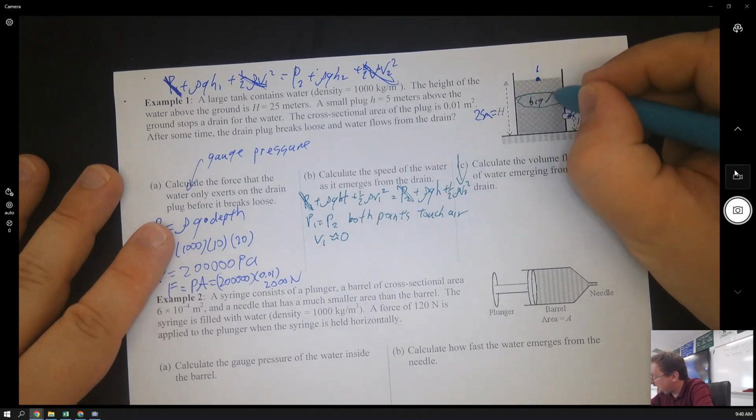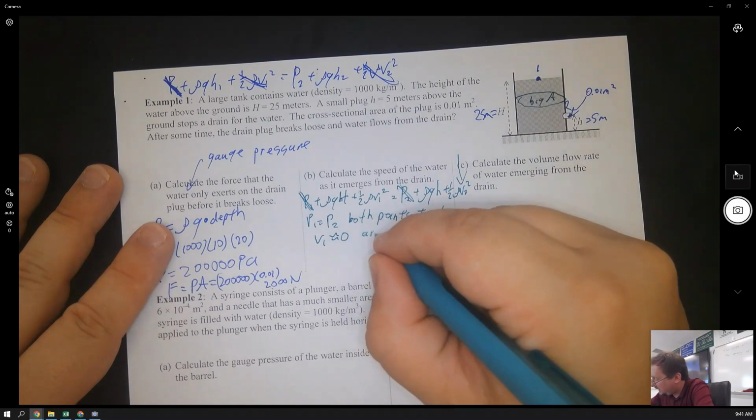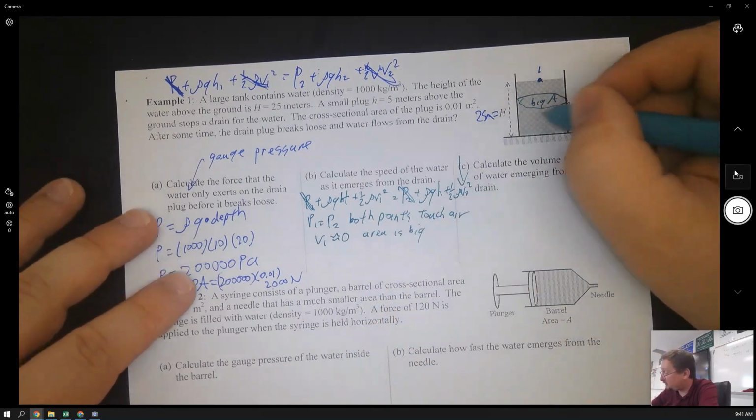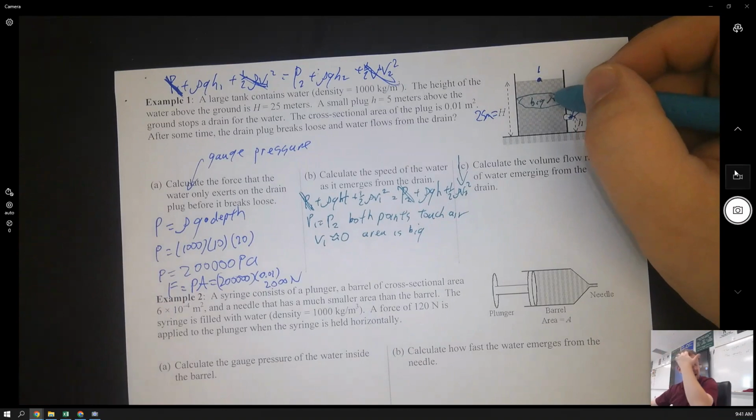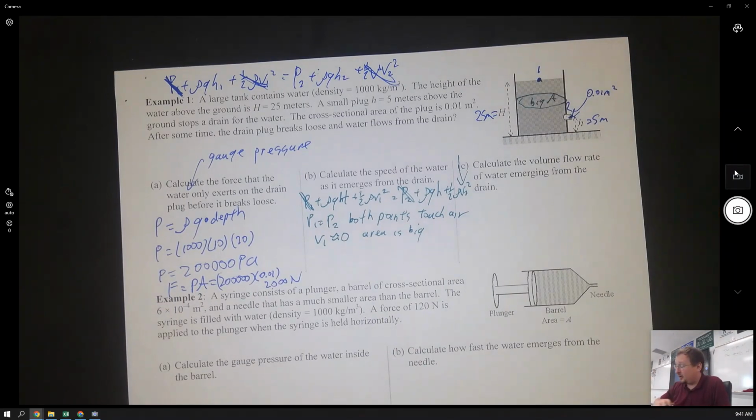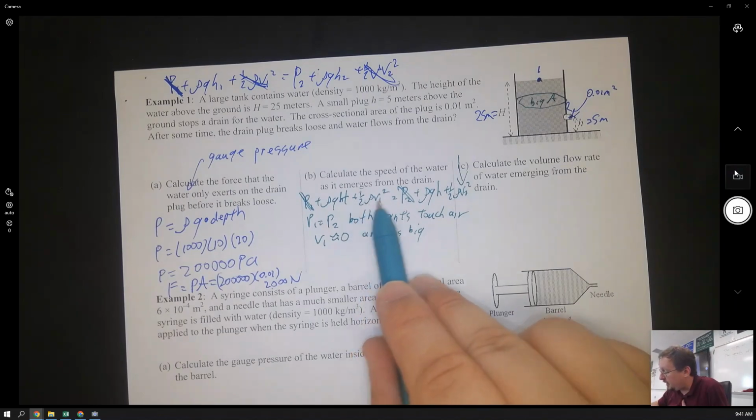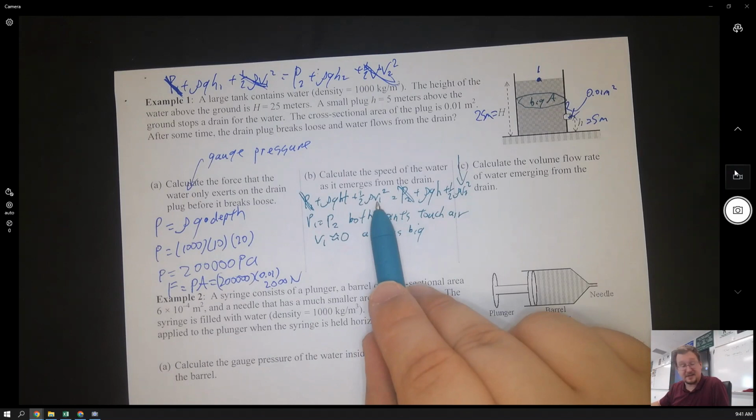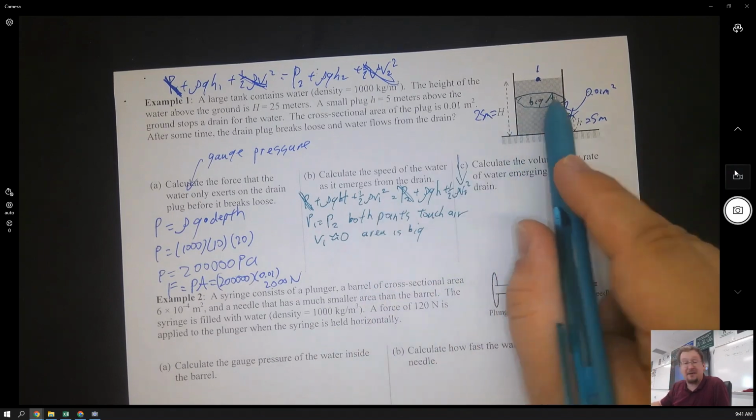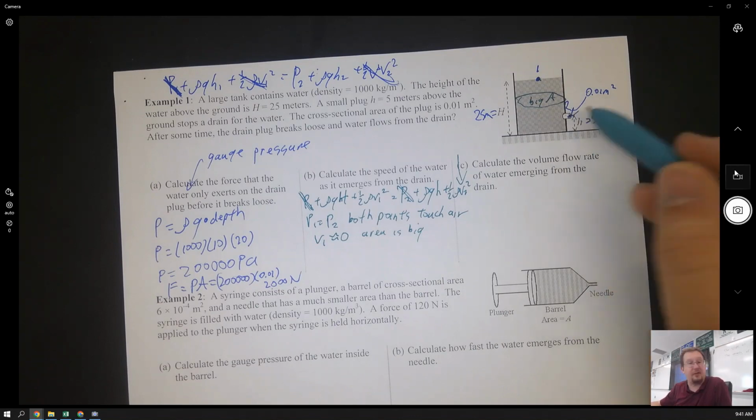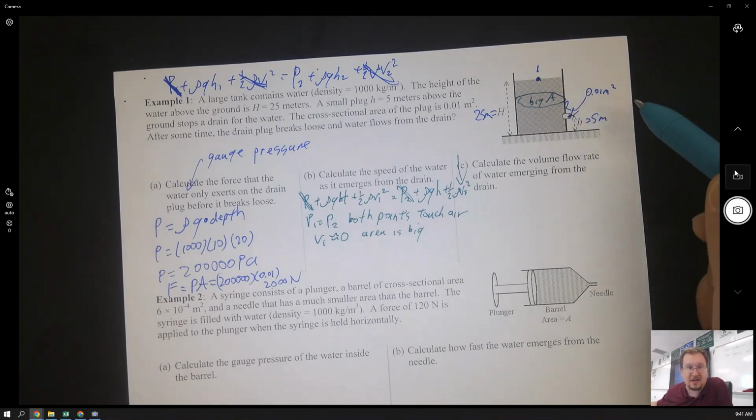Because this is a very big area, and we just learned from continuity that if the area is big, then the velocity is slow. How much bigger does the area need to be? It turns out to make this term like 1% as much as this term, or less, you just need a radius that's 3 times bigger than the radius of the hole. It's not even that much, okay?